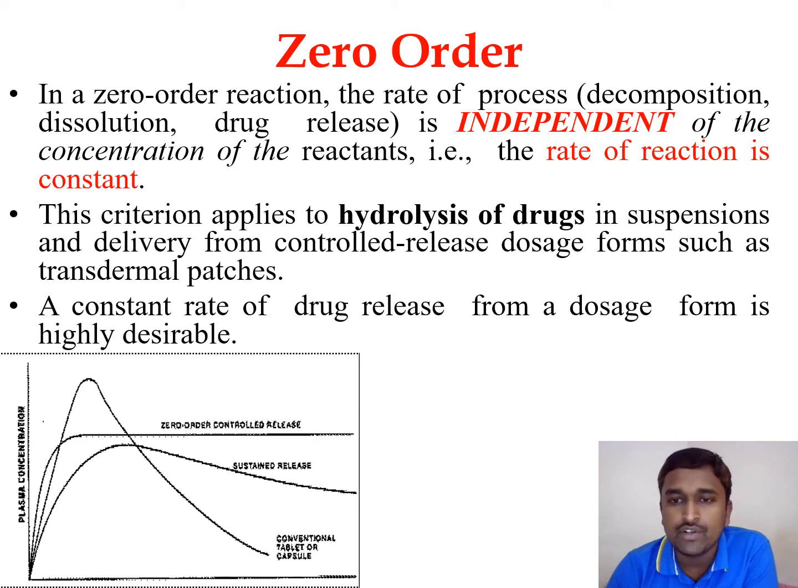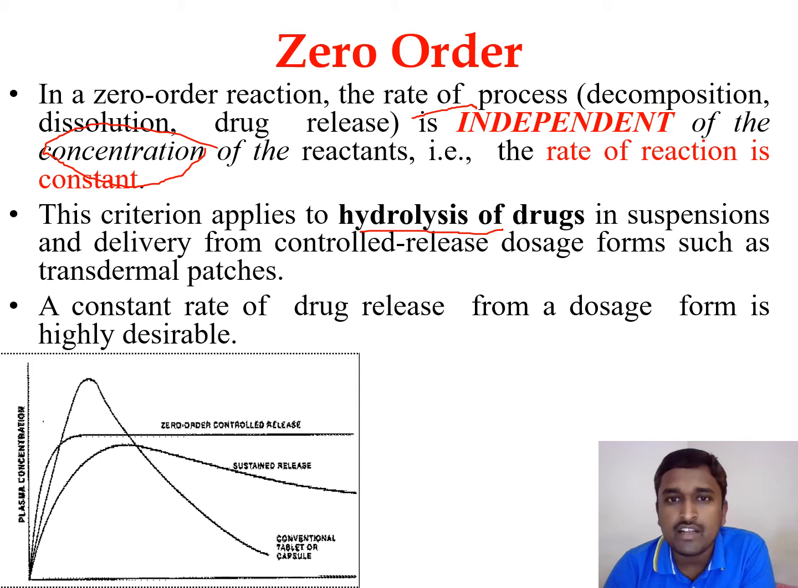Next comes the zero order process. In a zero order reaction, the rate of the process, that is decomposition, drug release, etc., is independent of the concentration of the reactants. That means they do not depend on the concentration of the reactants at all. They proceed on their own. This criterion applies to the hydrolysis of drugs in suspensions, and delivery from controlled release dosage forms such as transdermal patches, controlled release tablets, etc. A constant rate of drug release from a dosage form is highly desirable.